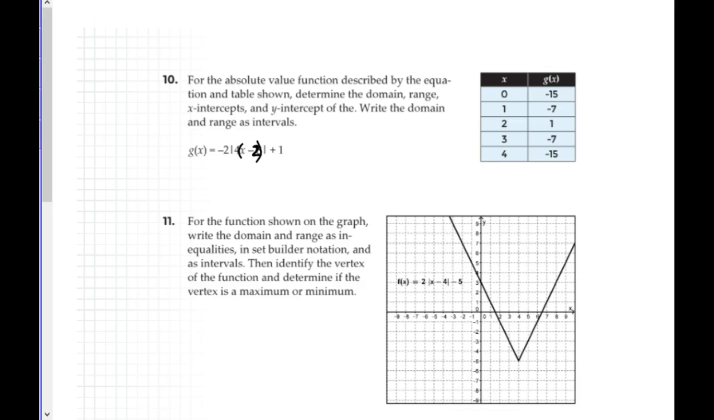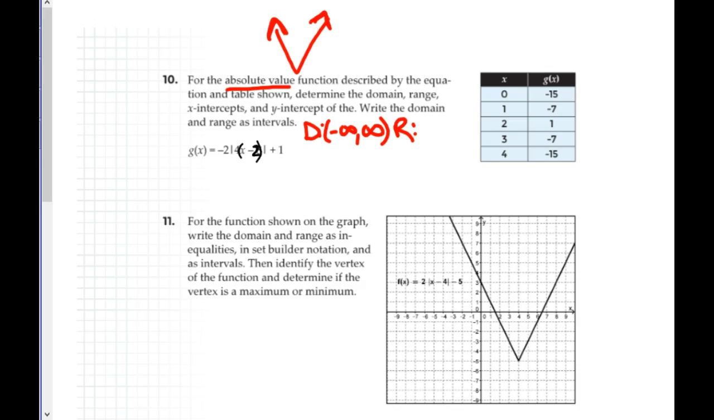And then, what are we doing? Now this is absolute value, so it's going to look like this, right? Domain and range. Now, whenever we did this, remember it goes forever to the left, forever to the right. So domain, negative infinity to positive infinity, but the range is not.